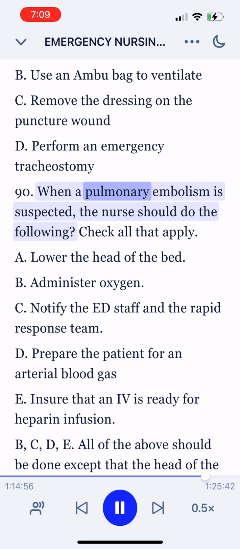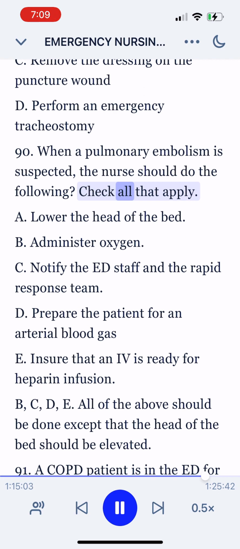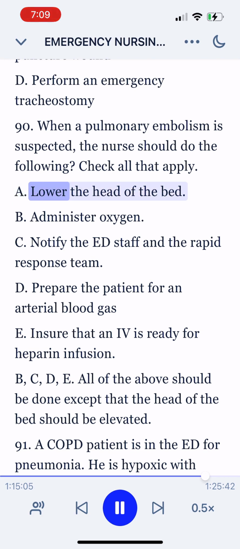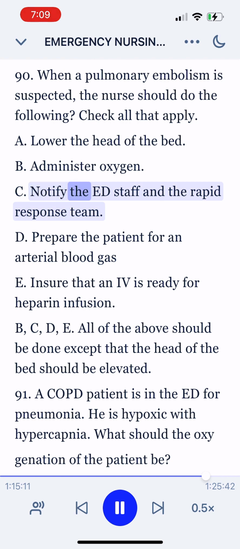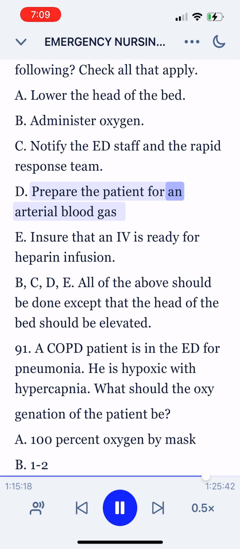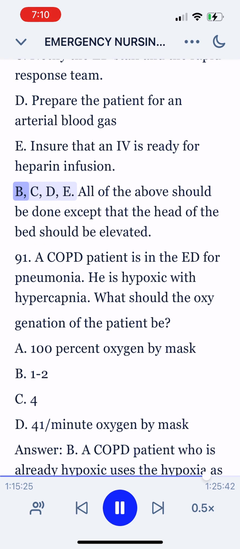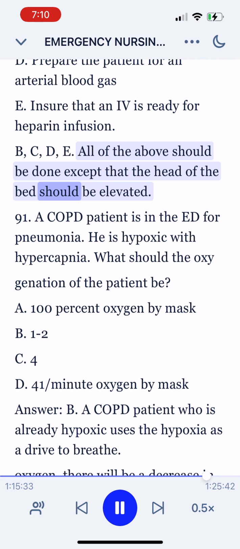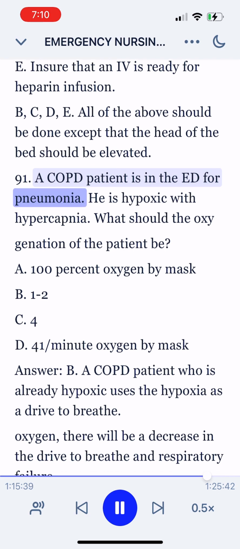90. When a pulmonary embolism is suspected, the nurse should do the following. Check all that apply. A. Lower the head of the bed. B. Administer oxygen. C. Notify the ED staff and the rapid response team. D. Prepare the patient for an arterial blood gas. E. Ensure that the unit is ready for heparin infusion. Answer: B, C, D, E. All of the above should be done except that the head of the bed should be elevated.